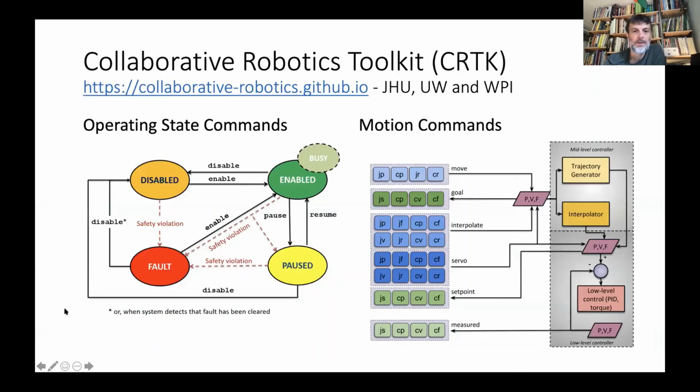it's really strange, a joint effort with University of Washington and WPI to try to standardize a fair amount of commands based on use cases, and really focus on collaborative control and teleoperation. So what we came up with, and to be honest, that was more under Peter's direction, the standardization of the operating state, and that proved to be very useful.